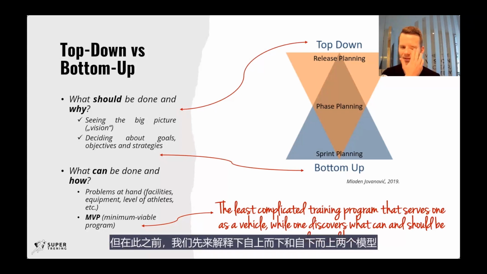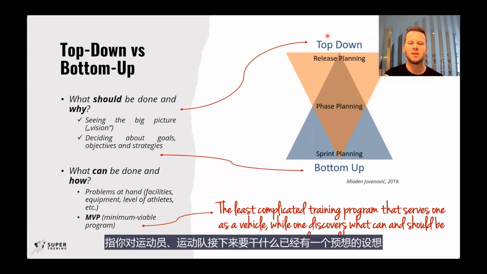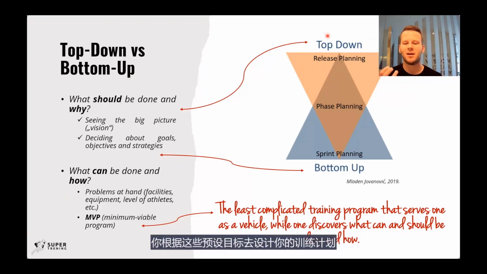Before we do that, let's explain those two models or concepts of top-down and bottom-up. Top-down is how things are most often introduced in the textbooks or in theory. Basically, you think about what should be done and why. You have some kind of big picture or vision of what you want to do with a certain athlete or team, and you decide about goals, objectives, and strategies to achieve them.